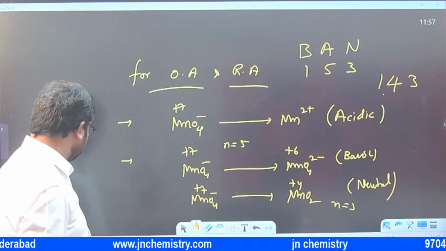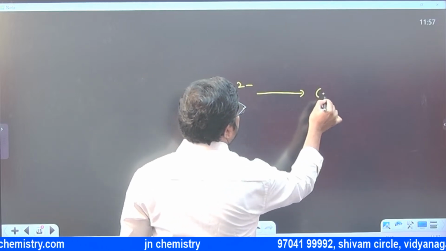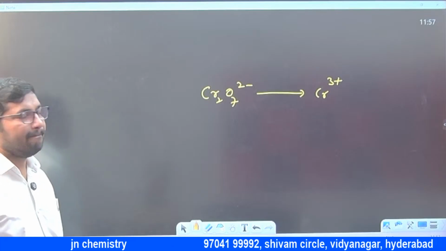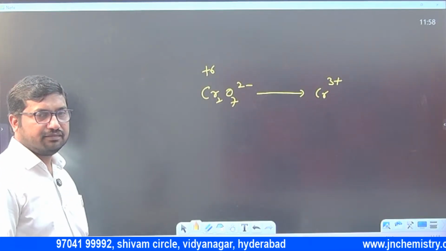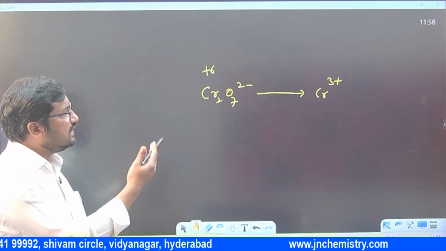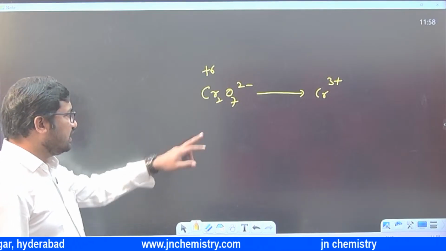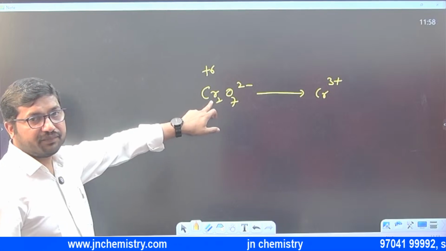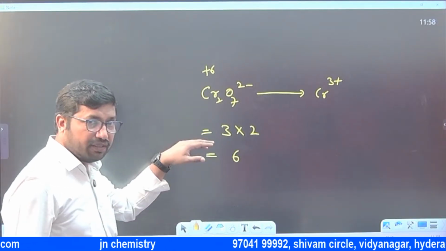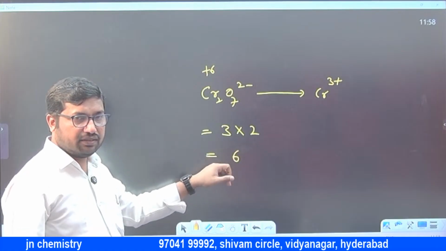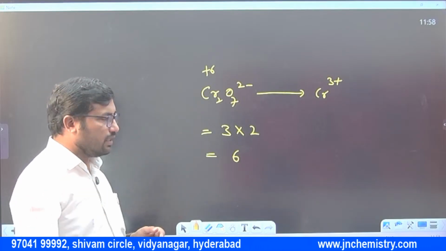For example, Cr2O7 2 minus gives rise to Cr3 plus. It is +6 to +3, so the difference is 3. Taking 1 mole, there are 2 Cr here, so the difference is 3 × 2 = 6. For example, if there were 3, it would be 3 × 3. We take the number of molecules per mole.